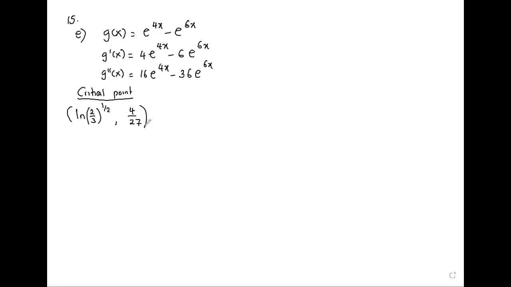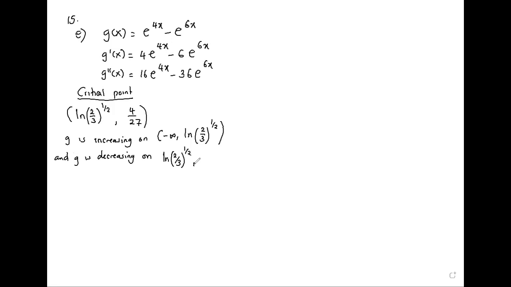What else? We say the function g is increasing on negative infinity up to ln (2/3)^(1/2), and g is decreasing on ln (2/3)^(1/2), comma positive infinity. Okay. Then, what else? We also said this is a relative maximum.